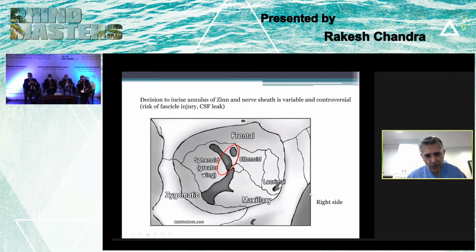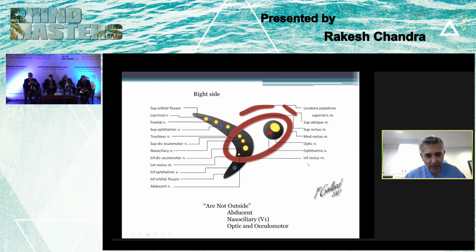So the other discussion about this is incising that optic nerve sheath, as well as the annulus of Zinn, which is a common tendon which is the origin point for the extraocular muscles. Whether to incise that annulus of Zinn or not is variable and controversial for the same reasons. It's controversial to incise the optic nerve sheath in general, because you can cause vascular injury and also CSF leak. That annulus of Zinn encircles all of these structures you see here.